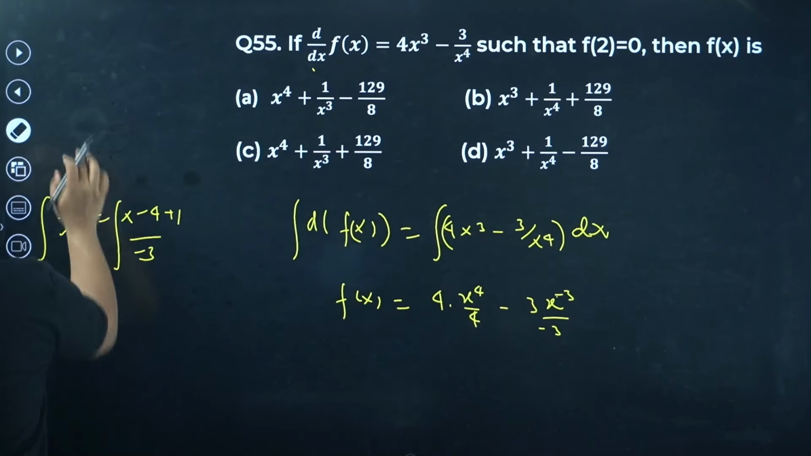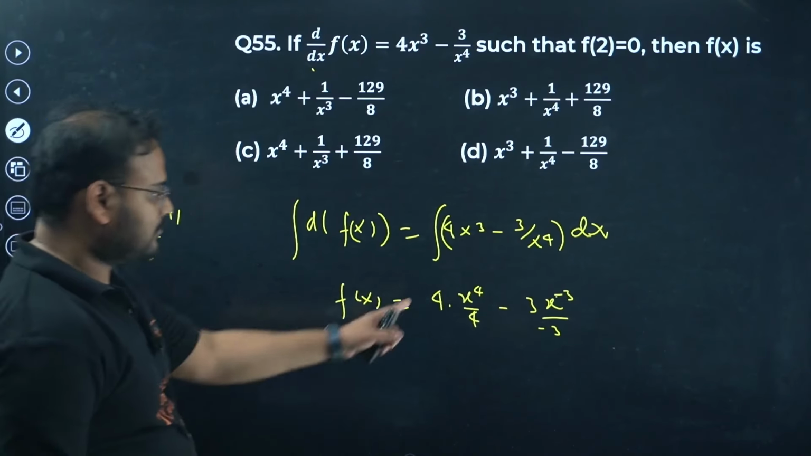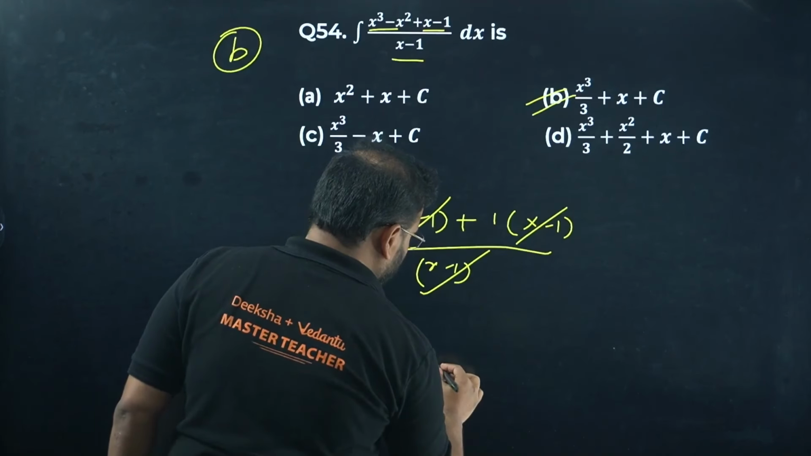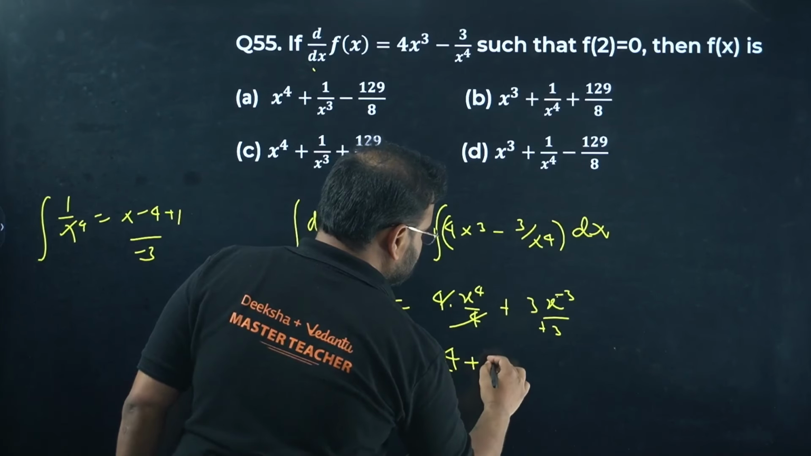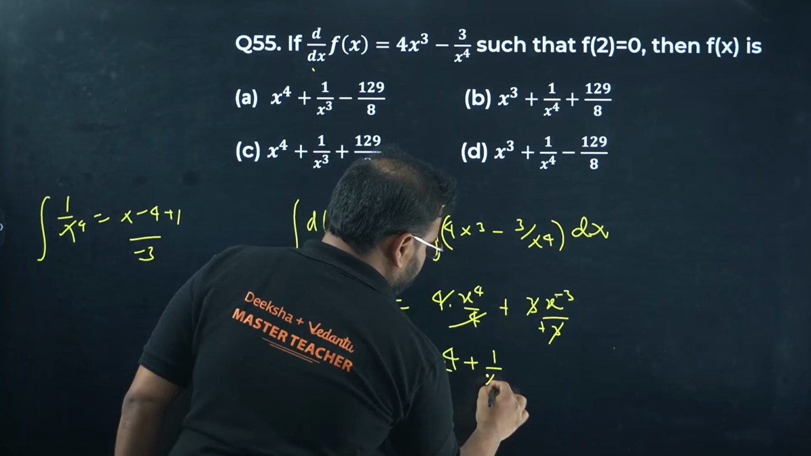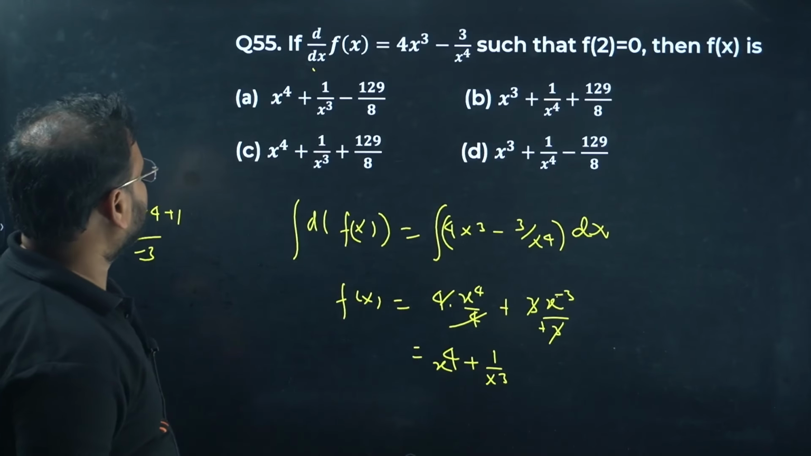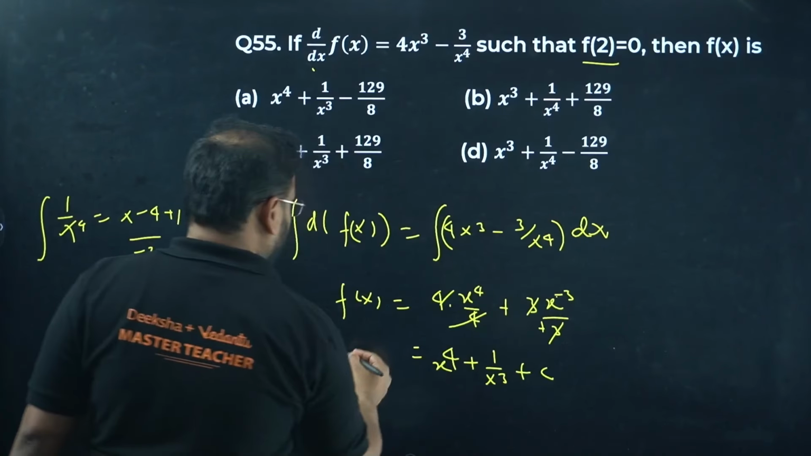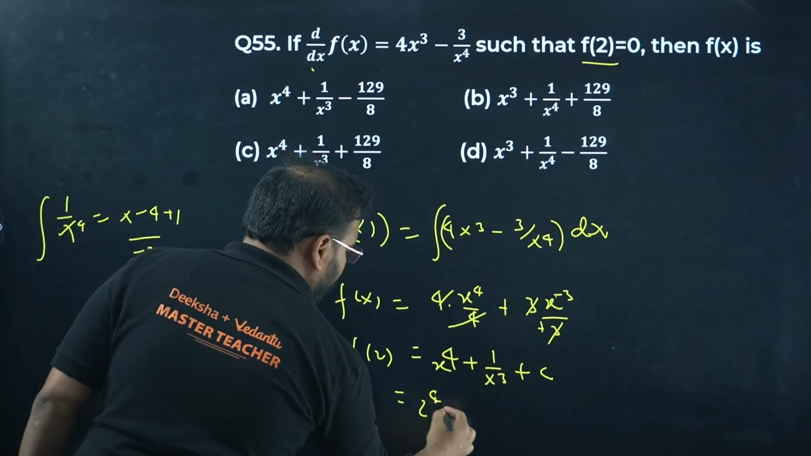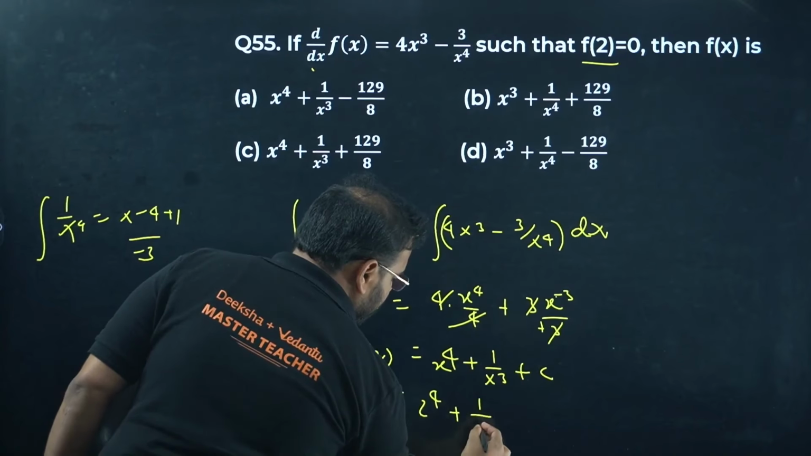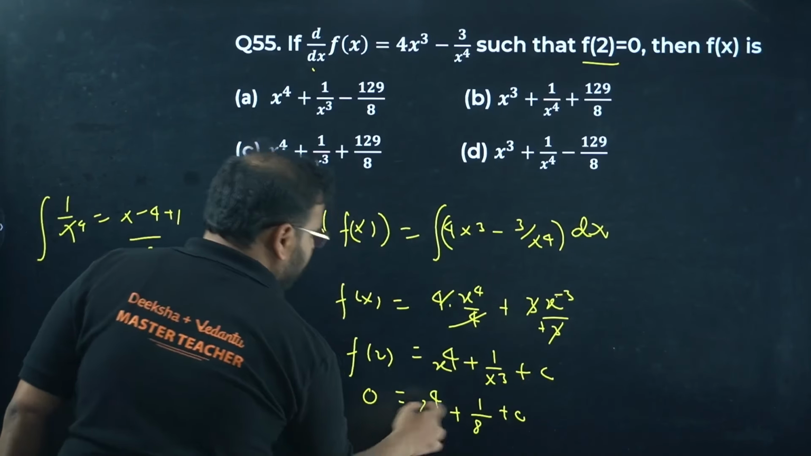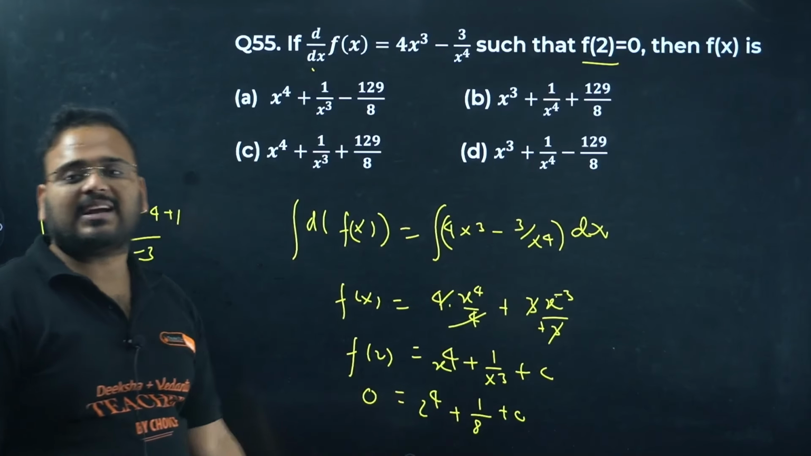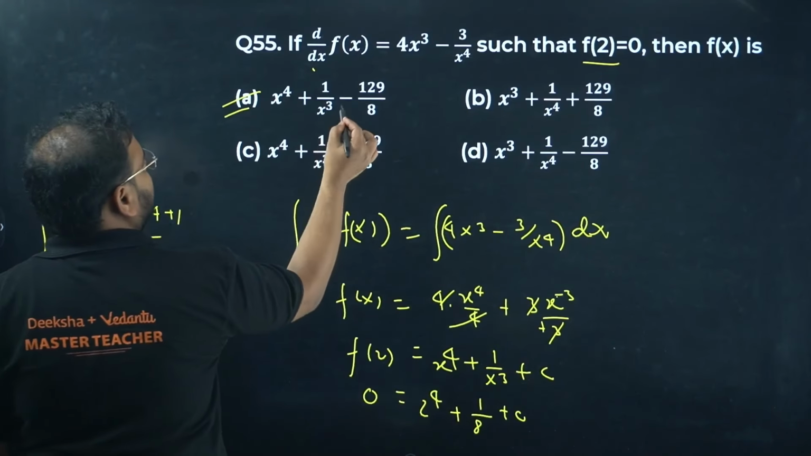Check. So this cancels. 4 also cancels actually. So x power 4 plus 1 upon x cube. And if you solve this, you'll have plus c actually, and put the value f of 2 as 0. So find f of 2. You get 2 power 4 plus 1 upon 8 plus c. Solve it, you'll see that the c value is coming as negative, because this is a positive number. If you move it to this side, it's coming as negative. C is negative means, check here, only one such option.